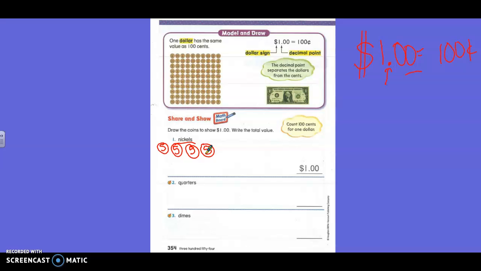5, 10, 15, 20, 25, 30, 35, 40. Guys, I'm not writing anything below them right now because we're counting out loud. So right now you should have 1, 2, 3, 4, 5, 6, 7, 8, because we're at 40, right? Okay. Draw another one.